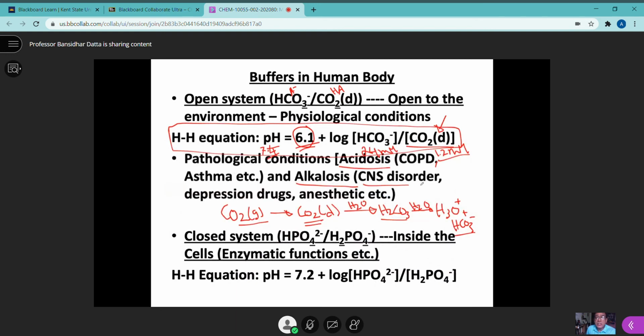CNS disorders like meningitis, encephalitis, epilepsy, etc. All those diseases are associated with alkalosis. Depression drugs, steroid drugs, and anesthetics can all lead to alkalosis. Also people in a burning building breathe heavily. With a high fever, 105 or so, and high temperature, carbon dioxide is a gas and will come out, and they will breathe very heavily and sweat a lot, and therefore that leads to alkalosis.